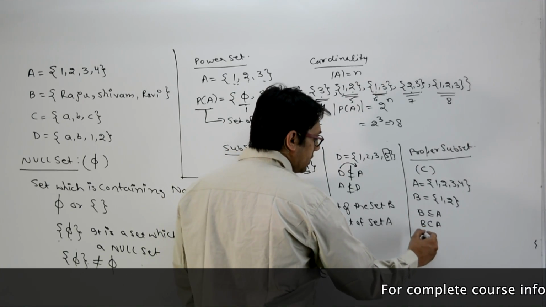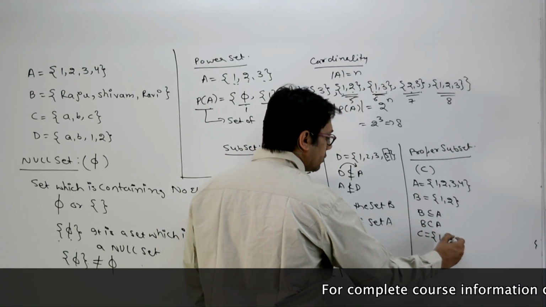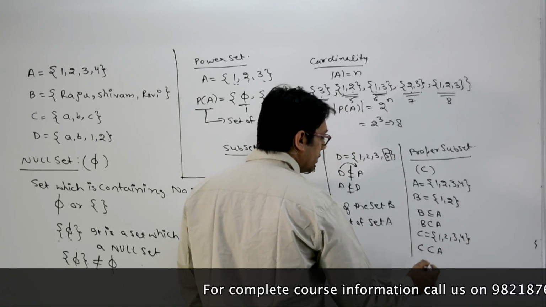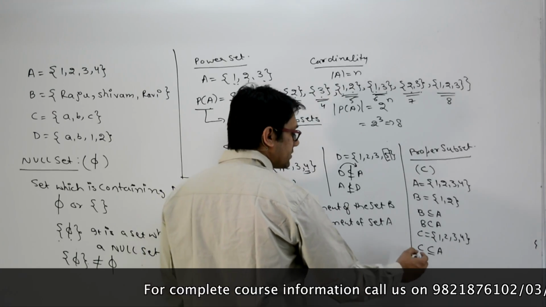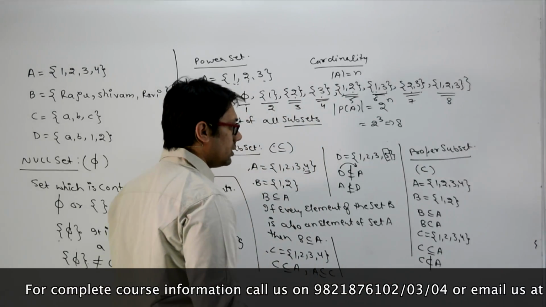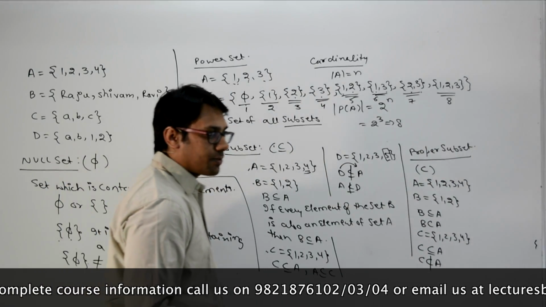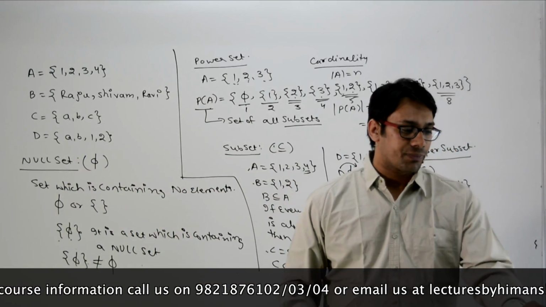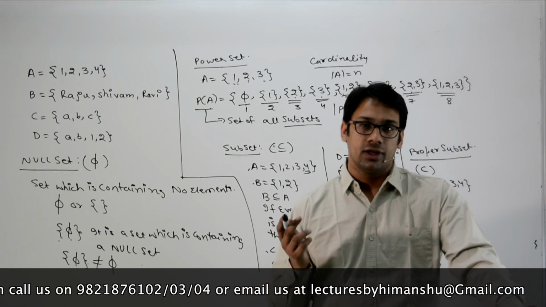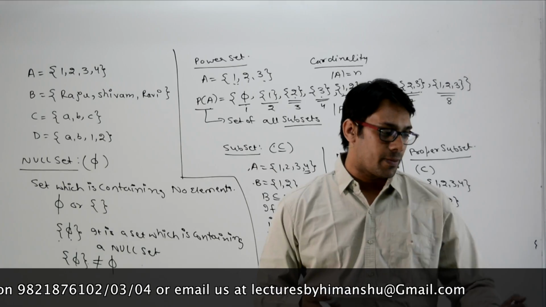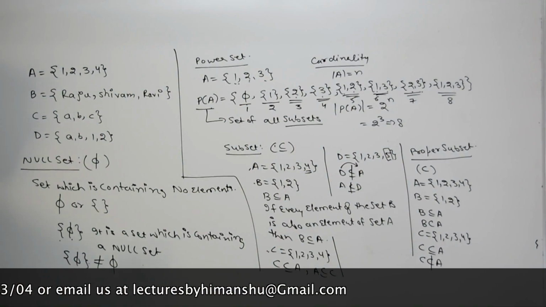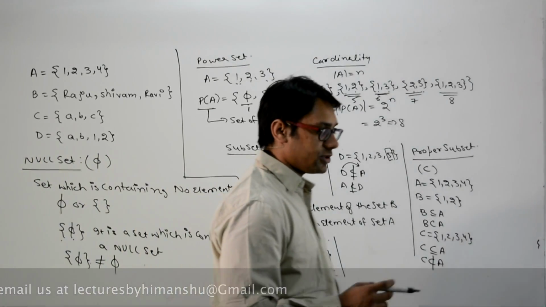But if I am saying there is a set C which is containing 1, 2, 3, 4, now this set C is a subset of A. At the same time, C is not a proper subset of A. So what is a proper subset? Any subset of A which is not equal to A itself is called a proper subset. Okay, fine. So these are some basic definitions. Now let us look at some more definitions related to this set theory.